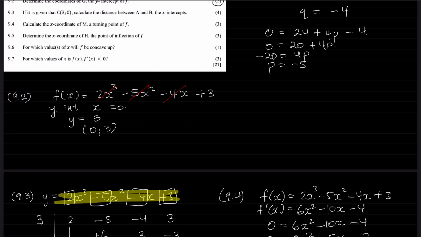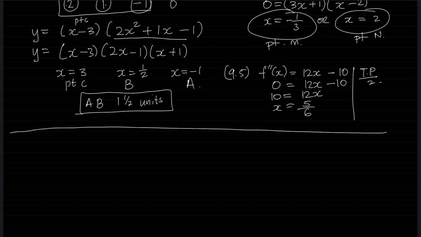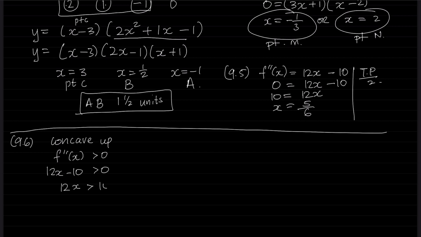Question 9.6 rather, for which values of x will f be concave up? Now when we talk about concave up or concave down, you need to use the second derivative. So for concave up, f double prime x is greater than 0. We know f double prime x, we worked it out already. So 12x minus 10 must be greater than 0. 12x must be greater than 10. That means x must be greater than 5 over 6.